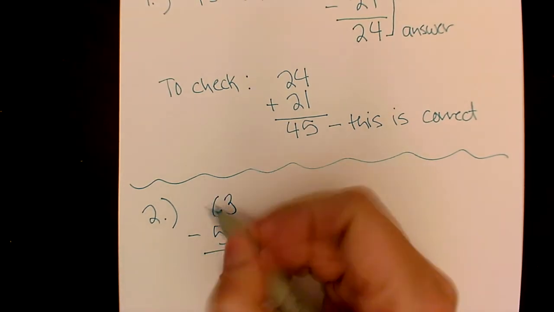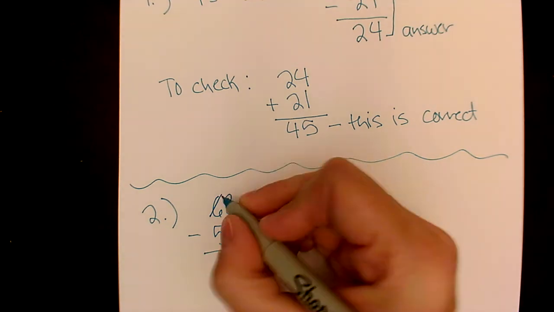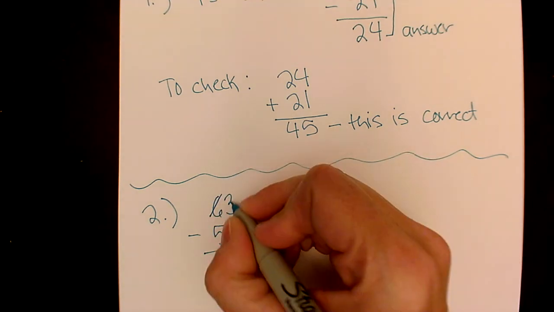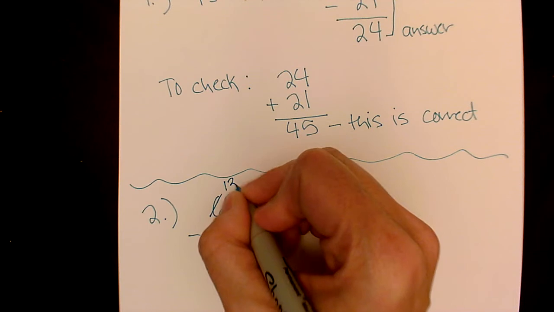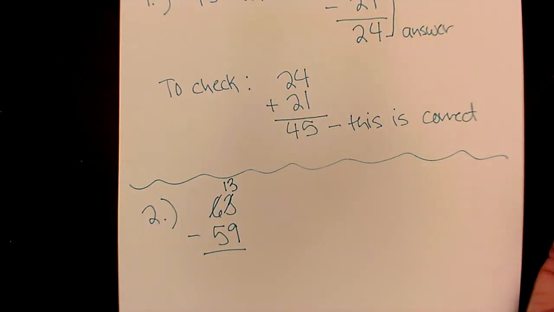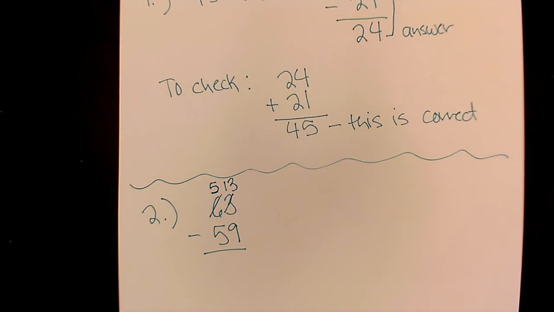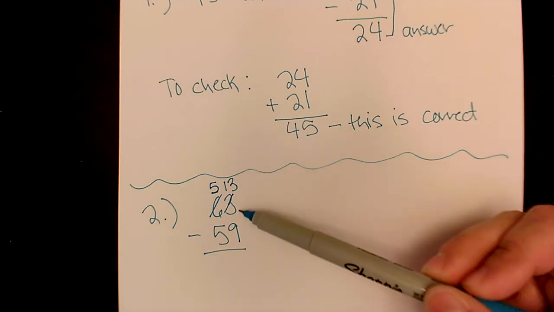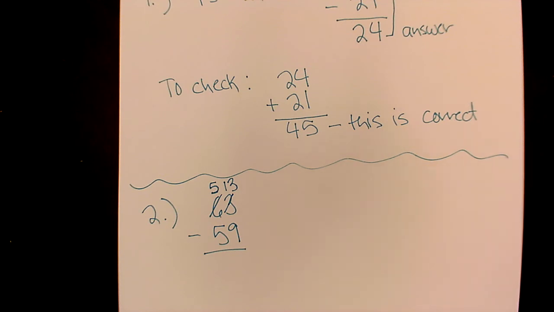So we need to borrow from the 6, which is 60. We borrow 10. So this 3 now becomes a 13. And we took 10 away from the 6, and that becomes a 5. So we bumped up the 3 by 10 and made that a 13.